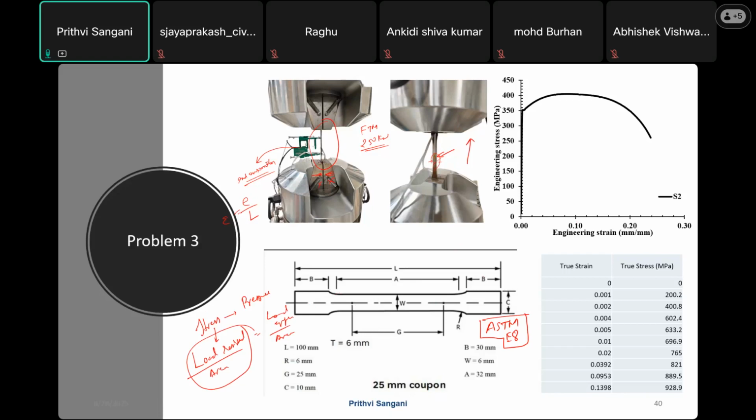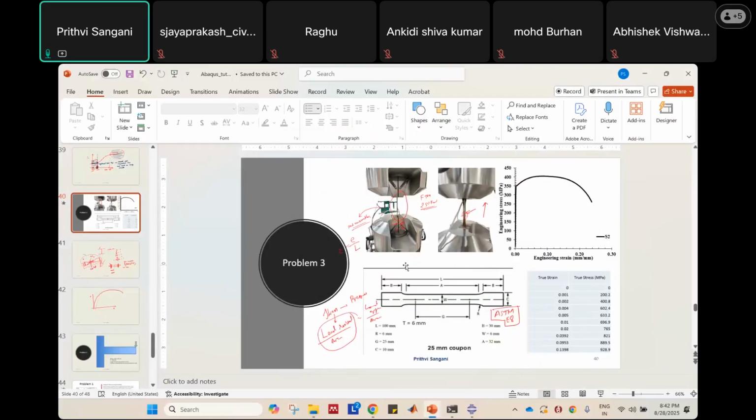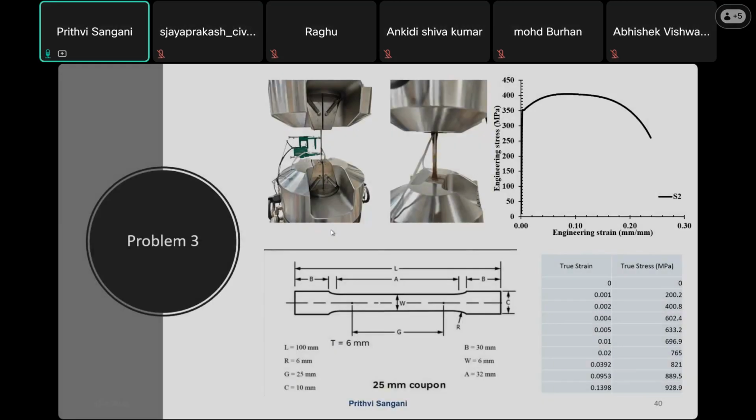Maybe you can just take a screenshot of this, or otherwise I'll just post this thing in the group today. Once the class is over, I'll post this problem. What I want you all to do for today, after installing the software, is to try to model this coupon shape. Try to come tomorrow with the shape of this coupon.